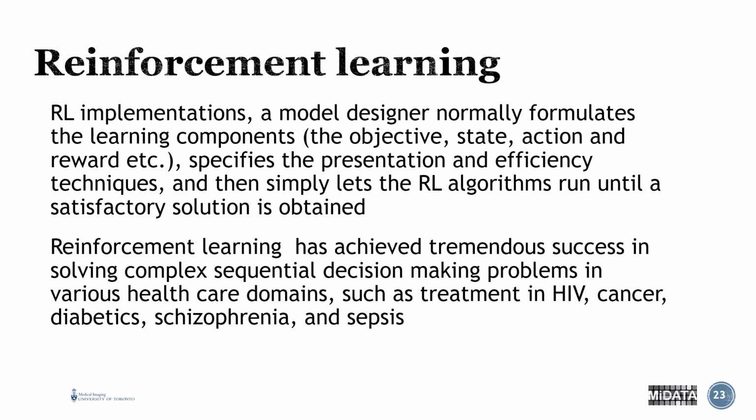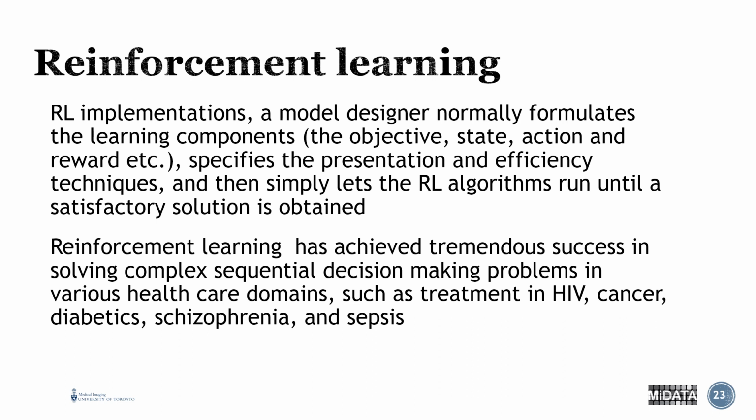So I'm always talking about the three types of machine learning, which are supervised learning, unsupervised learning, and there's always this third, reinforcement learning, which often gets left to the side just because it's not used as much in our world. Let me explain. In reinforcement learning, a model designer normally formulates the learning components, right? So that means the objective, the state, the action, the reward, what's going on. And he or she specifies the presentation and efficiency techniques, and then simply lets the reinforcement learning algorithm run until a good solution is obtained.